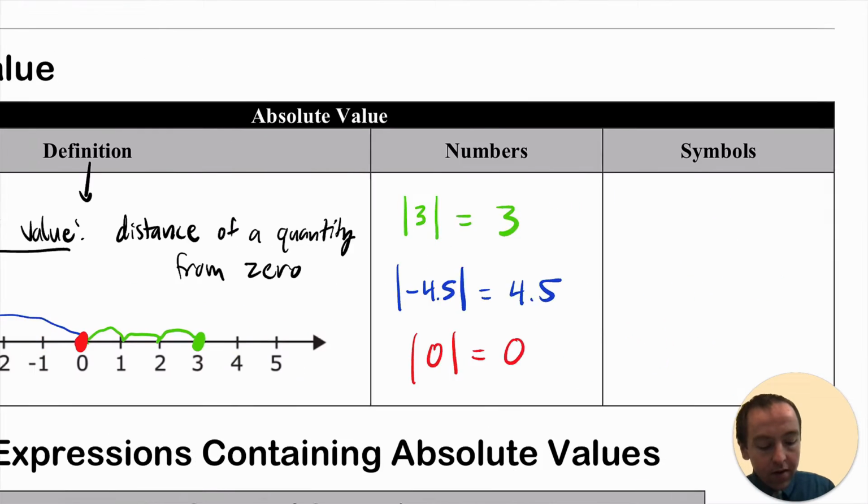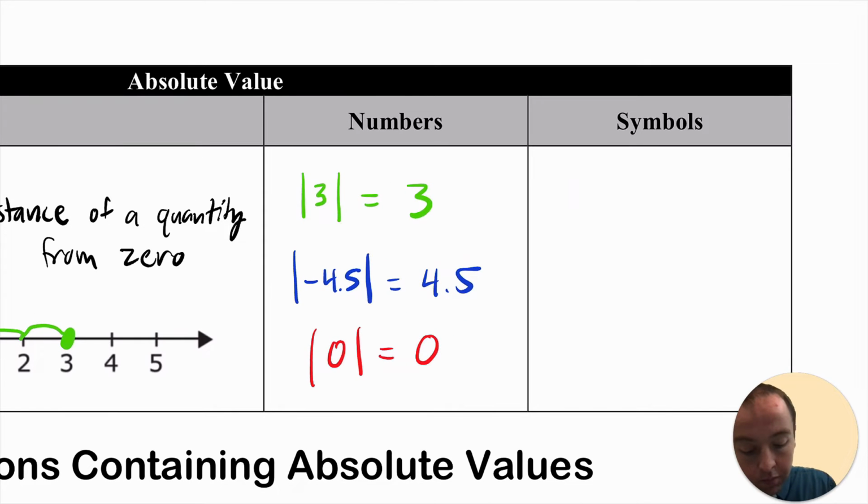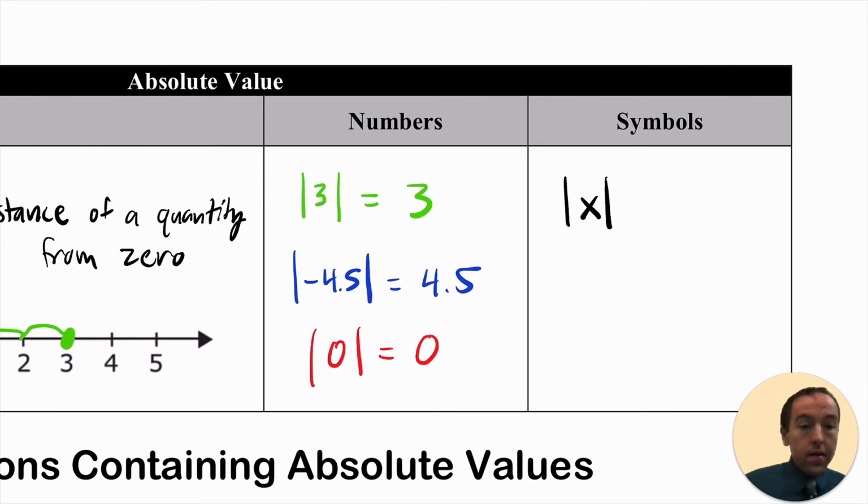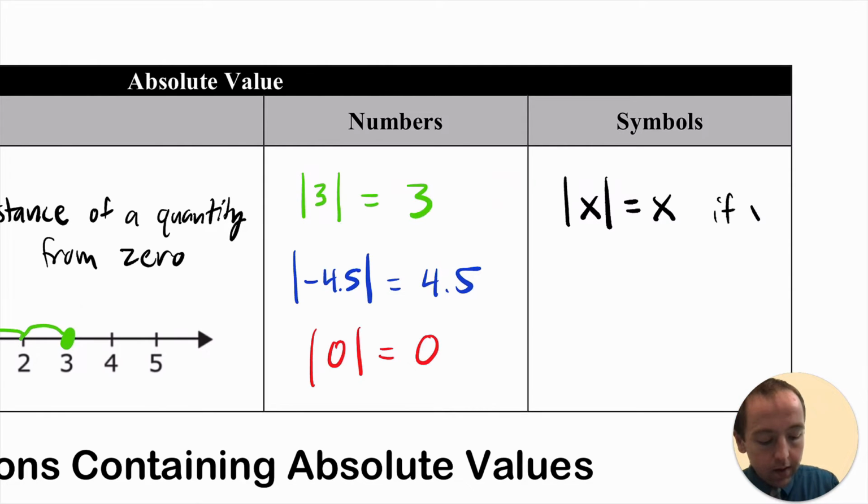If we had to summarize what's going on with absolute value, we could say this: if I pick any number x, and then I find the distance of that number x from 0, it will equal the same number x only if x itself is positive, so if x is greater than 0. But otherwise, it's going to equal its opposite if that number x is less than 0.